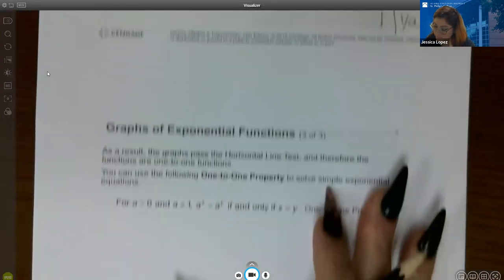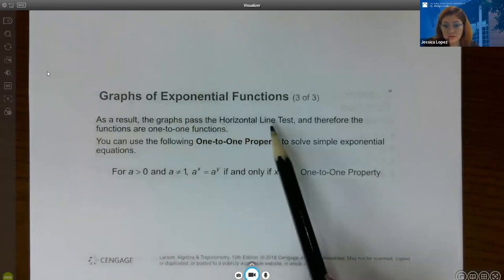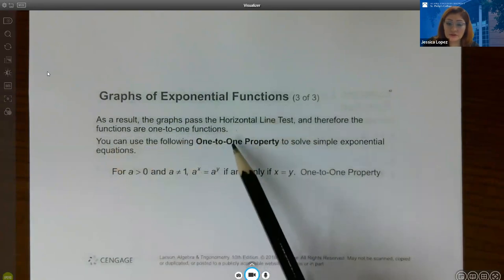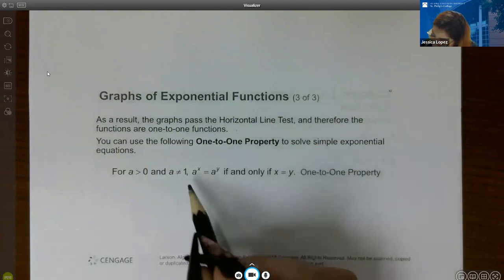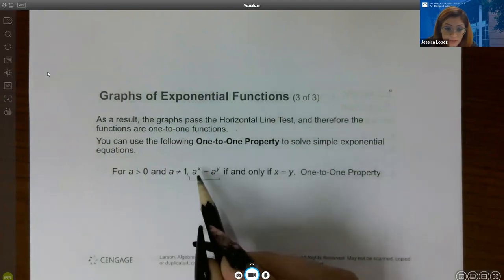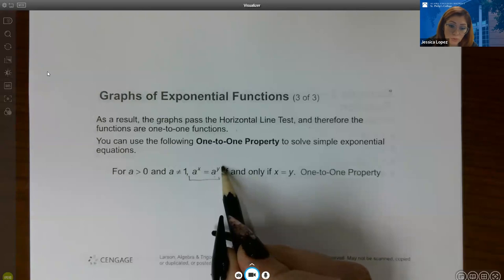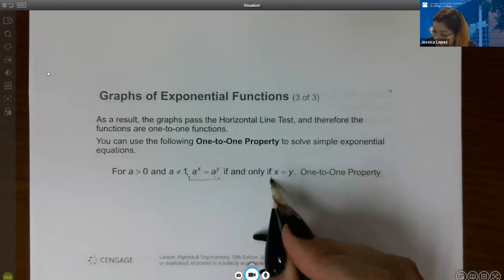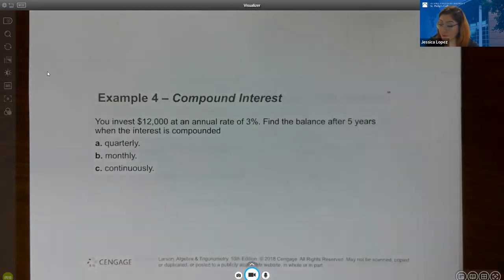Now, we do have this 1-to-1 property. As a result, the graphs pass the horizontal line test. Therefore, the functions are 1-to-1 functions. So since they're 1-to-1 functions, you can use what is called the 1-to-1 property, okay? This basically tells us that if we had an equation that looked like this, the only way that this expression can be exactly the same as that expression is if the exponents are the same. Why? Because the bases are already obviously the same. So in order for this value to be the exact value of this one, that means that the exponent of the first one would have to equal the exponent of the second one. That is the 1-to-1 property.